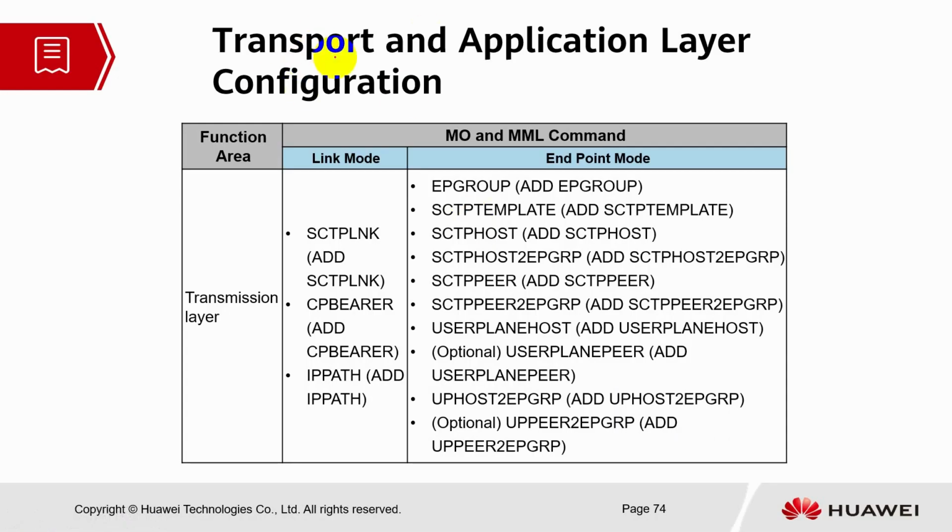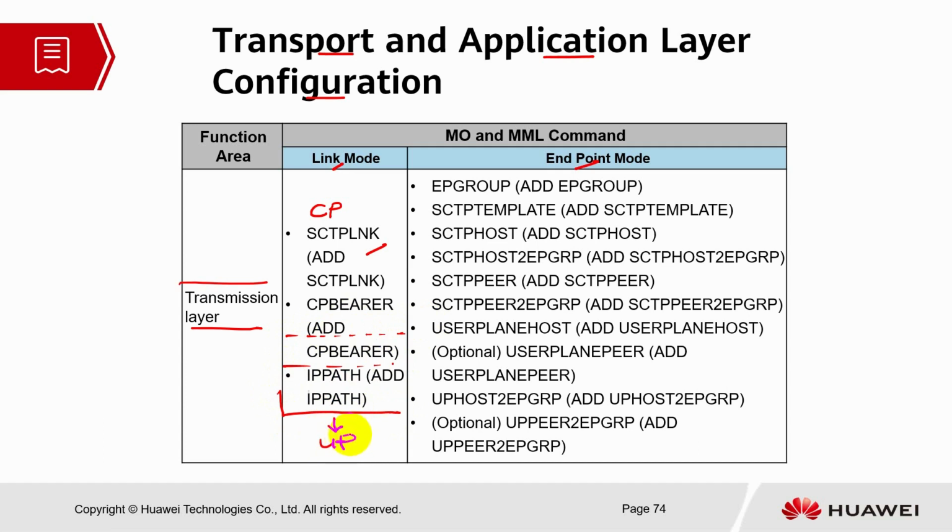So let's look into transport and application layer configuration. This is divided into link mode and endpoint mode. Basically on the transmission layer, for the link mode, we have SCTP link. This is related to the control plane signaling command. When we have SCTP link, we have to bind it with the CP bearer. So basically they are related to the control plane. And IP path here is related to the user plane command.